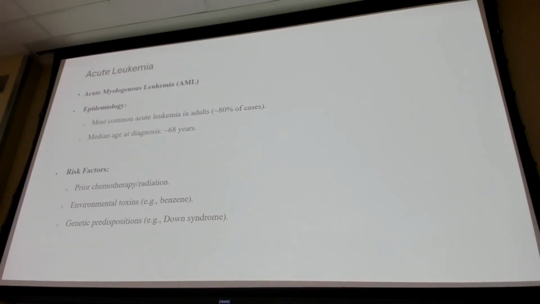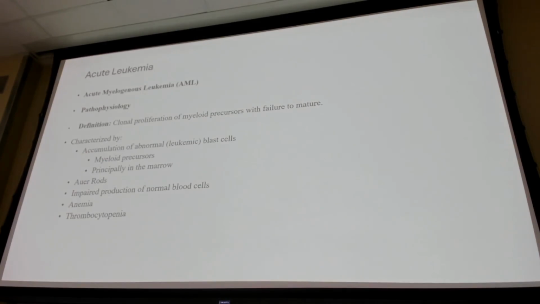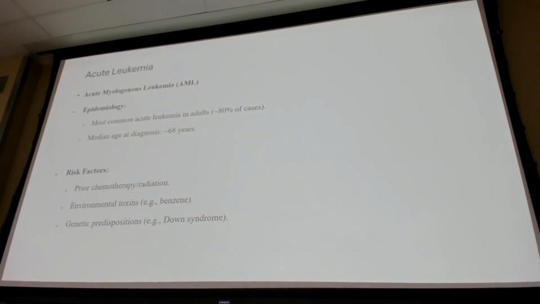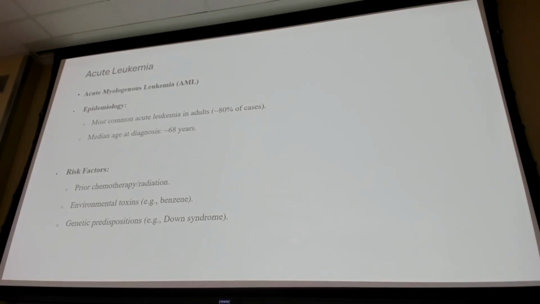AML. So again, anemia, because those blast cells are crowding out the bone marrow, so I'm not producing enough RBCs, I'm not producing enough platelets. AML, most common acute leukemia in adults, 80% of the cases. Median age 68. Again, cancer, a series of somatic mutations that take place over time, so more likely to see it in elderly.